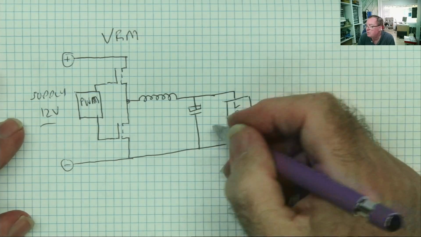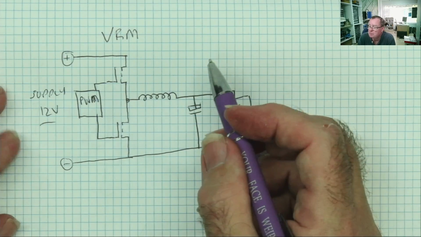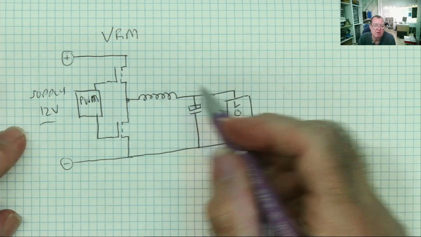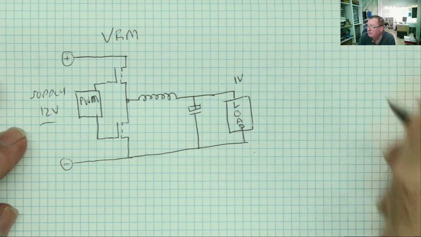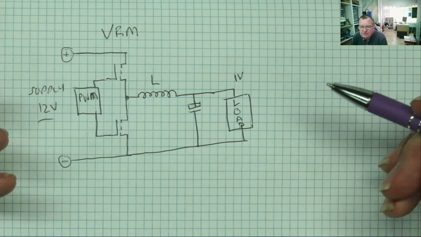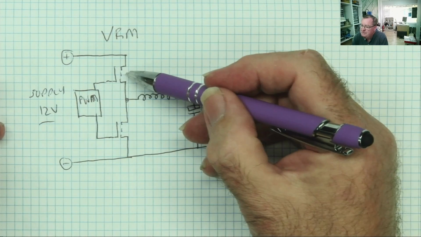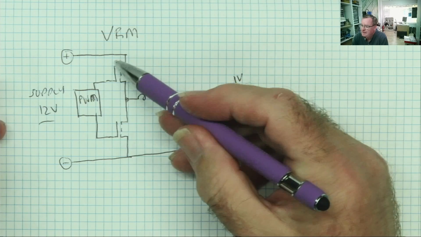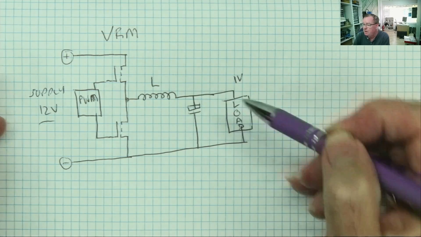Whatever device we are supplying with power. Typically with one of these things, the supply might be 12 volts and the load might, for example, be running on 1 volt. So the way this circuit works is that the controller switches this MOSFET on, and this allows current to pass through the inductor into the load.